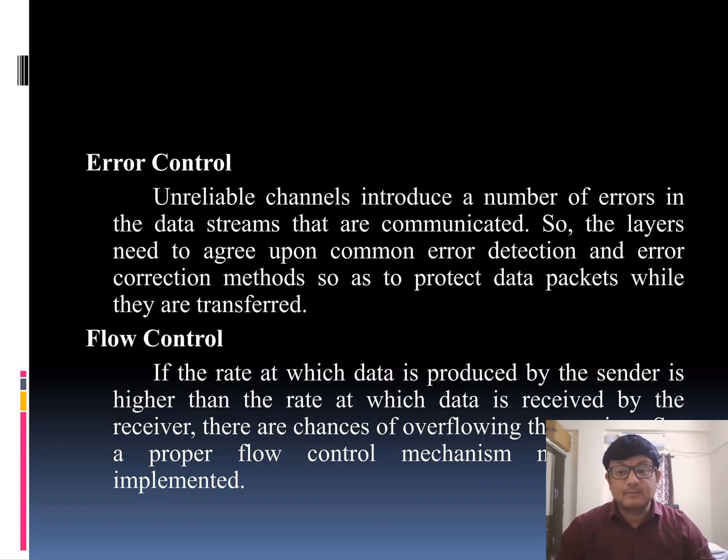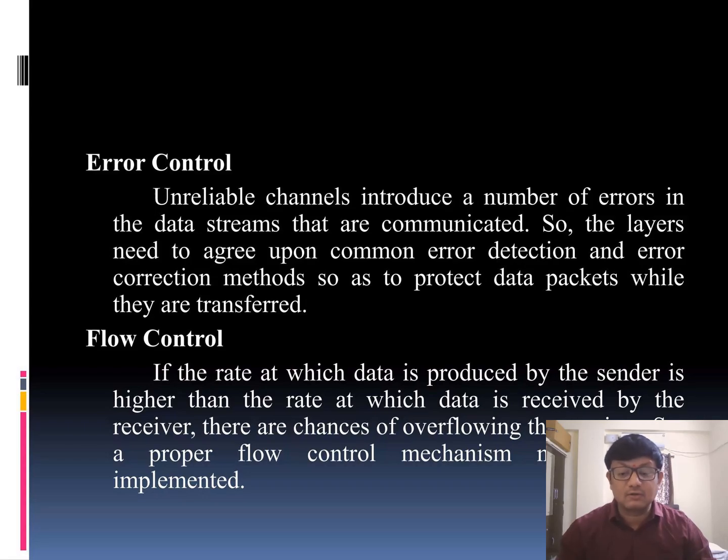Error control is another important design issue. Unreliable channels introduce a number of errors in the data streams that are communicated. So the layers need to agree upon common error detection and error correction methods so as to protect the data packets while they are transferred. Another important issue is flow control. If the rate at which data is produced by the sender is higher than the rate at which data is received by the receiver, there are chances of overflowing.